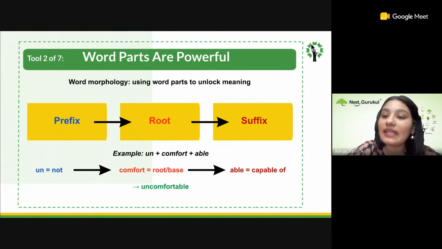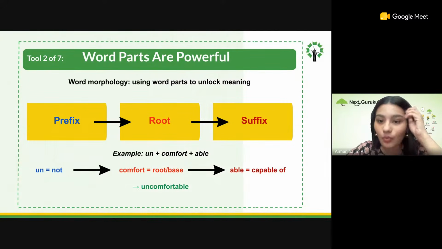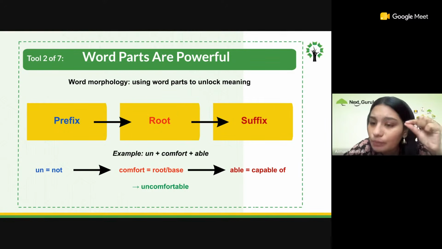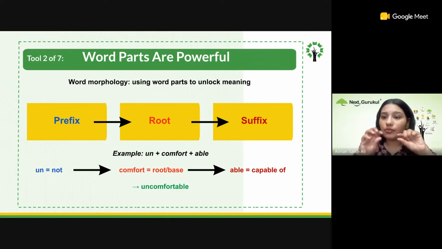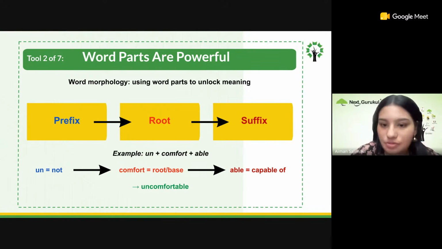Okay, the second technique is word parts are powerful. What does this mean? It is using word parts to unlock the meaning, right? And here again, I have broken this down into 3 parts, which is your prefix, your root, and your suffix. Very easy, right? But how can I use this simple technique to make bigger words easier for my students, right?